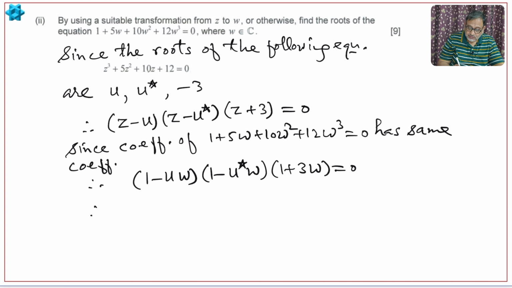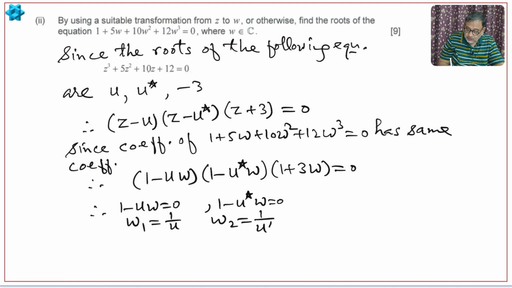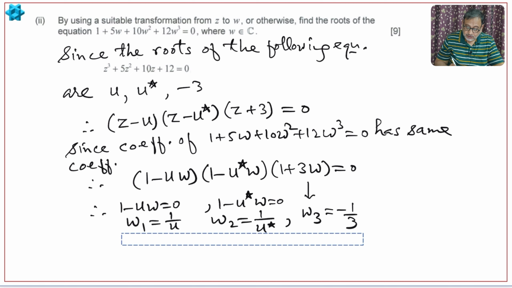So therefore from the first root, 1 minus u into w is equal to 0. So this gives you first w1 is equal to 1 by u. Then from this equation, 1 minus u conjugate w is equal to 0, you get w2 is equal to 1 upon u conjugate, and from this you get w3 is minus 1 by 3, right? So these will be the roots, okay. So that means let me copy it there because I have to write their values.